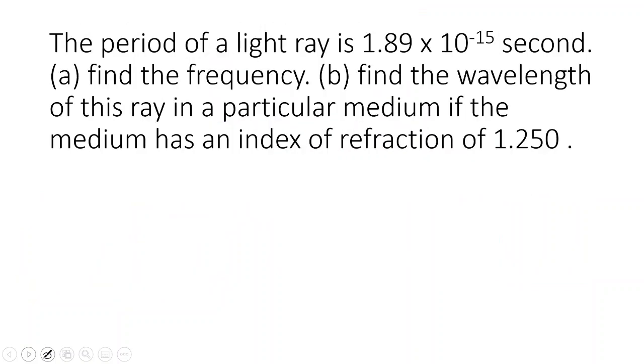The next question we have is: the period of a light ray is 1.89 times 10 to the negative 15th. Find the frequency, and find the wavelength of this ray in a particular medium if the medium has an index of refraction of 1.25. These are questions you've really been facing since this whole social distancing started. So this is the first time I've really got a chance to work on a problem like this with you in a video.